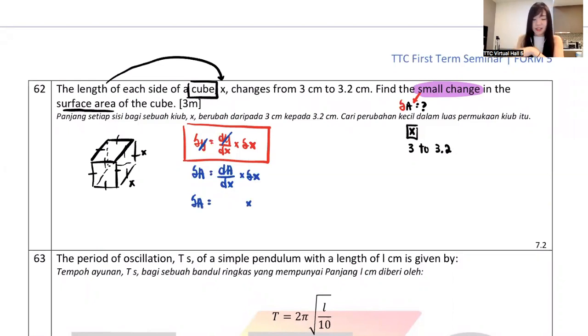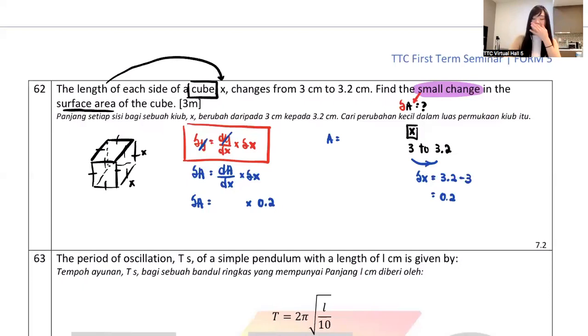Guys, what's my delta x? I'll straight away ask you that. Very good, Ophelia. X from 3 becomes 3.02. My small little change is 3.02 minus 3, isn't it 0.02? Okay, my delta x is 0.02. Then for my dA/dx, I must have the equation. So I'm doing what? Area.